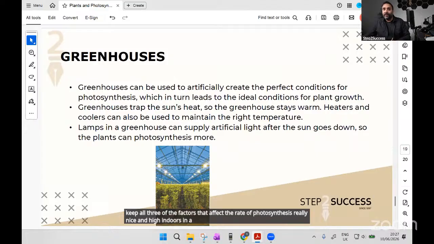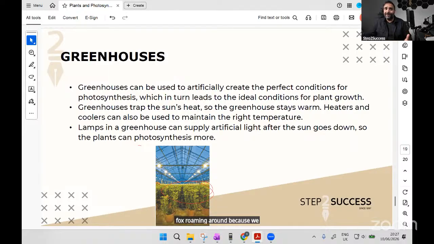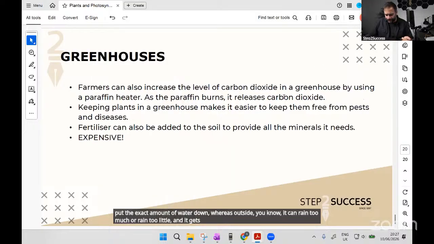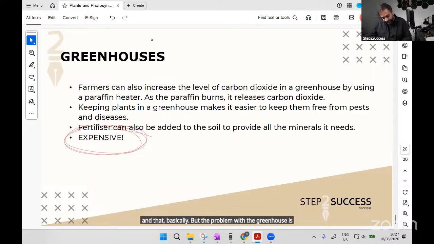There are other advantages of a greenhouse as well, which is that these things are not going to be eaten by, I don't know, a rogue fox roaming around, because we've got doors and it's closed. Diseases are less likely to spread in a greenhouse because it's all under your control. You can put the exact amount of water down, whereas outside, it can rain too much or rain too little and it gets really complicated. But the problem with the greenhouse is it is expensive and therefore that is a problem.